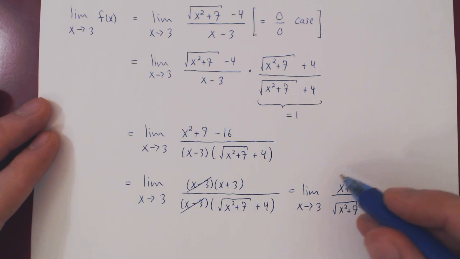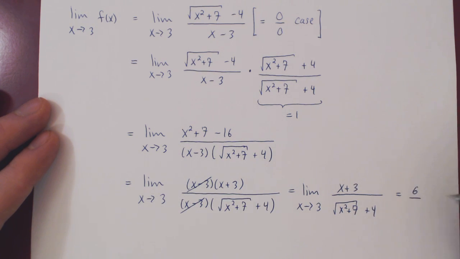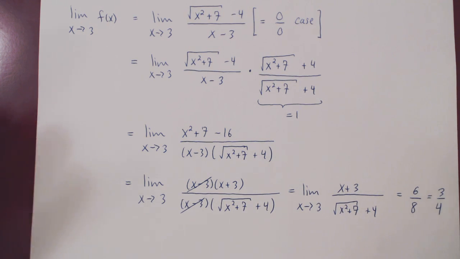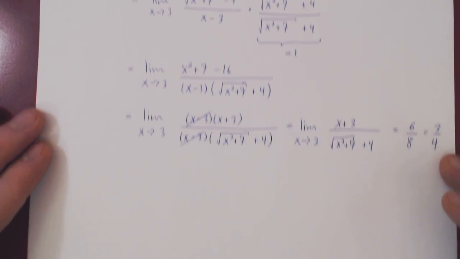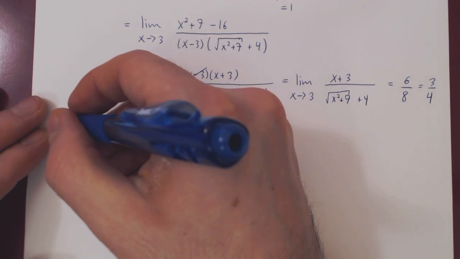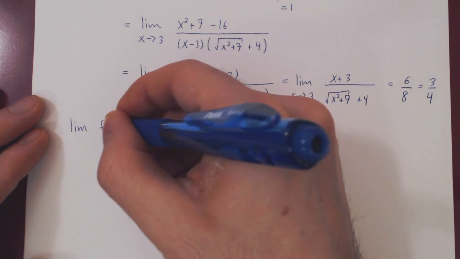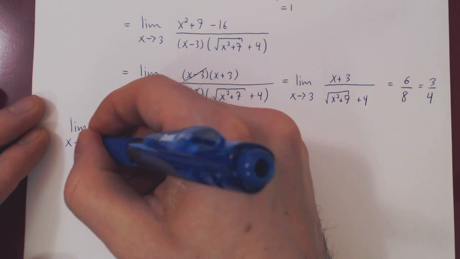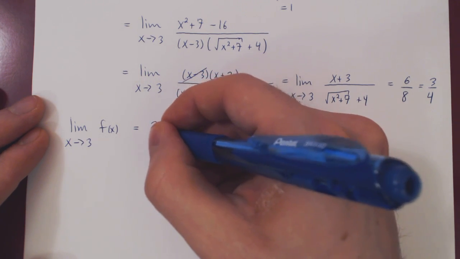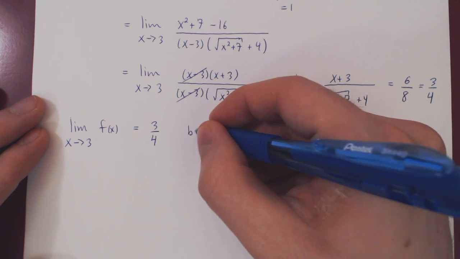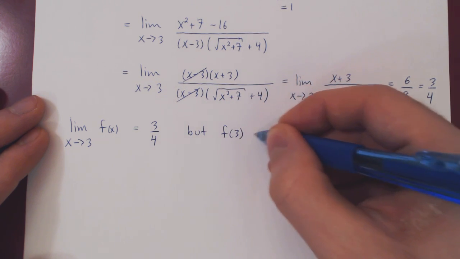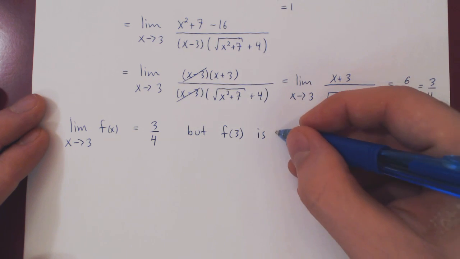As x approaches 3, x plus 3 approaches 3 plus 3, which is 6, over 9 plus 7, 16, root of 16 is 4, plus 4 is 8. We can simplify. 6 over 8, common factor of 2, is 3/4. And so our limit does exist. So let's write down what our conclusion is at this point. We have just verified that the limit of our function f of x, as x is approaching 3, equals 3/4, but f of 3 is undefined, as it gave us 0 over 0.